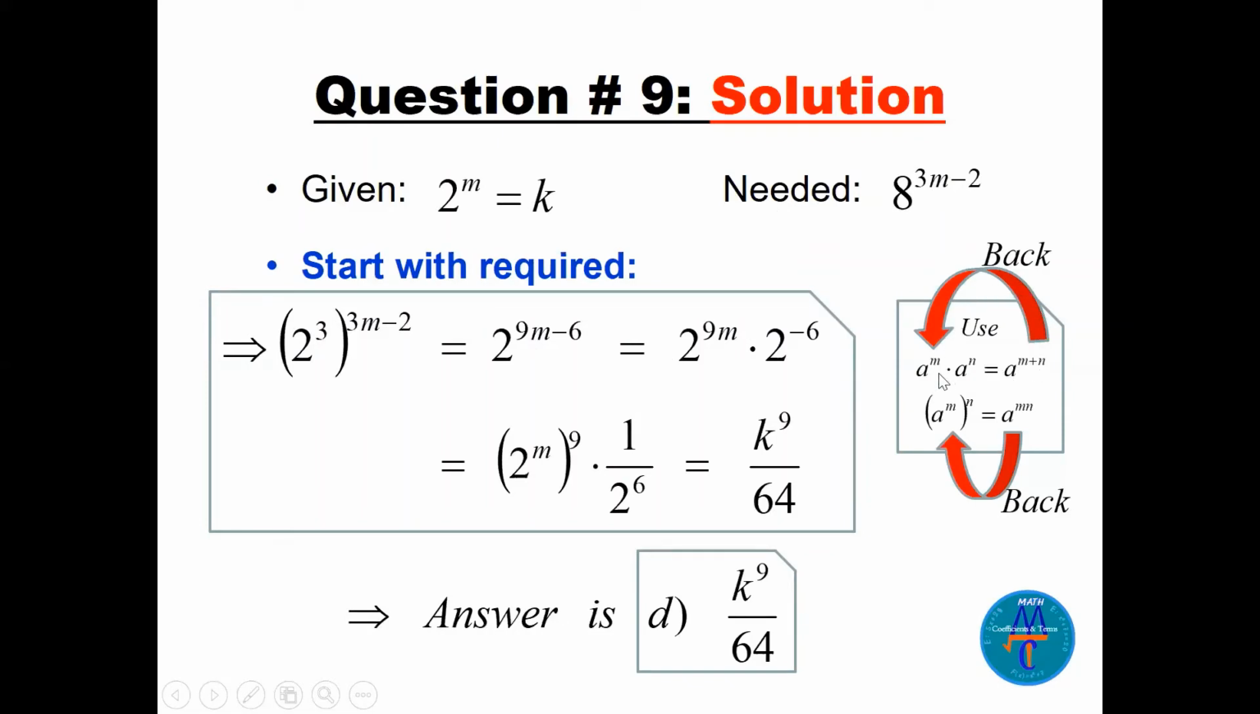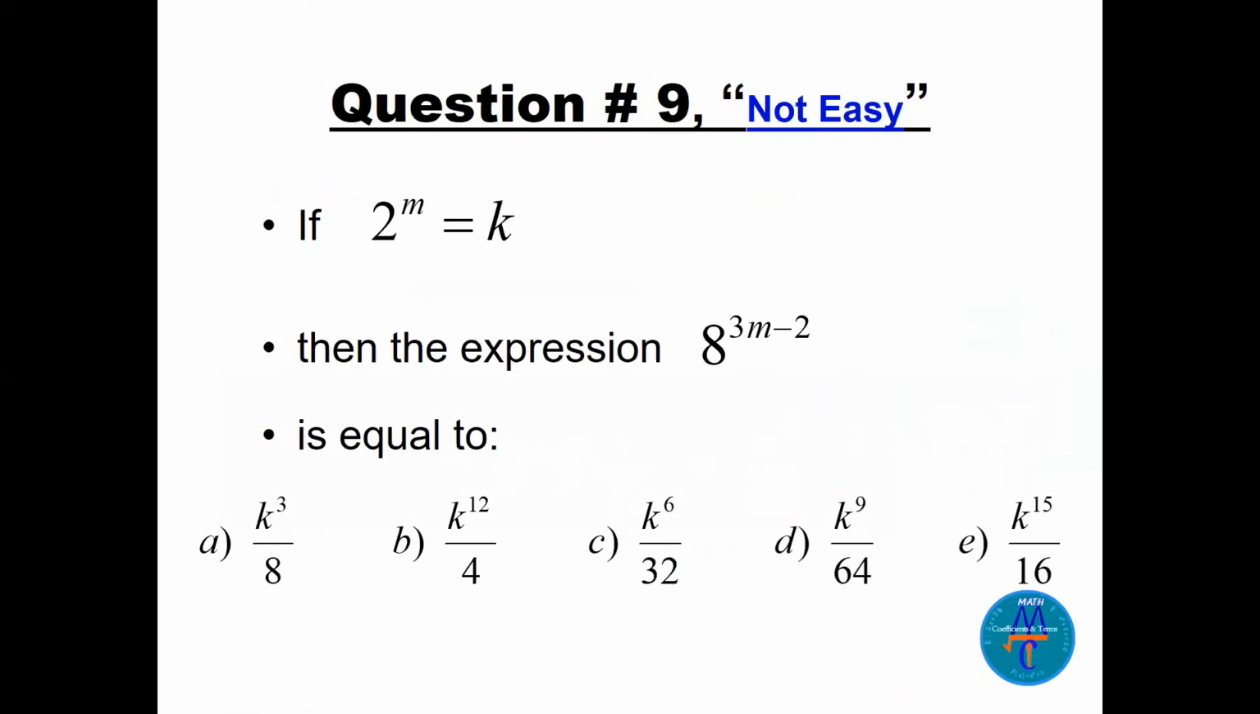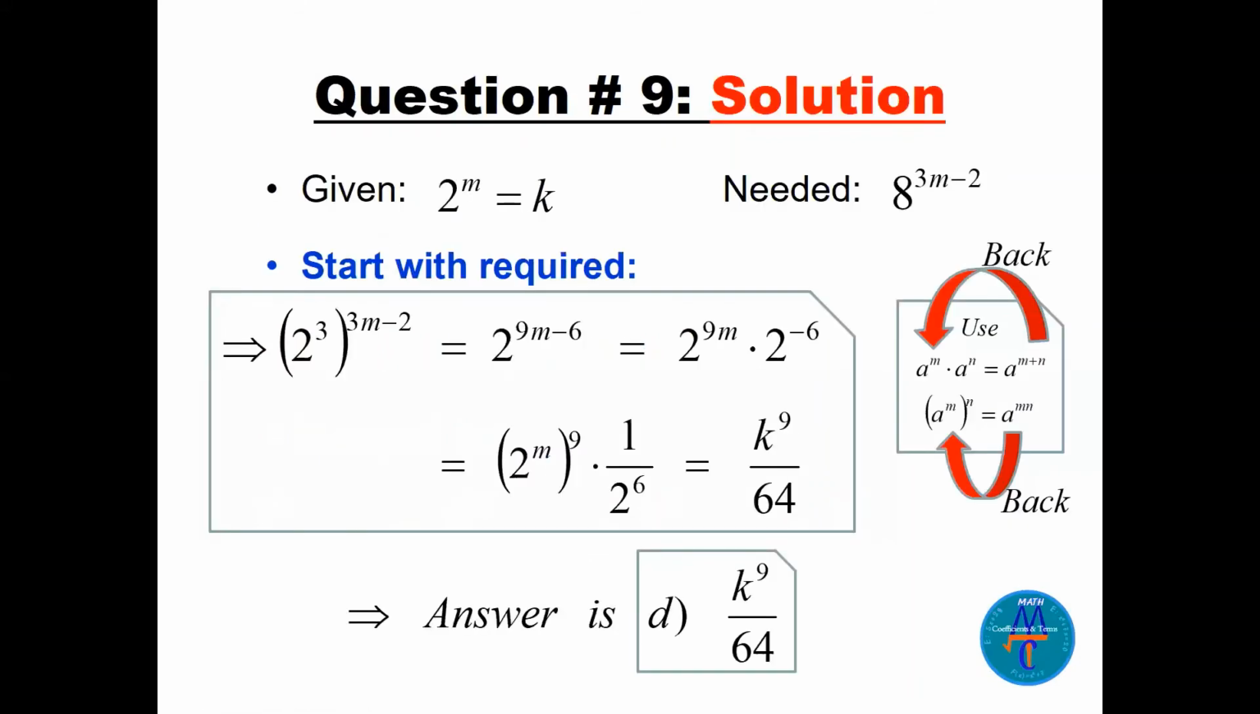Now you can go back and make it 2 quantities. See here, we can go back: 2 to the power 9m times 2 to the power minus 6. 2 to the power minus 6 is easy, 1 over 2 to the power 6, 1 over 64. This one, 2 to the power 9m, I can rearrange it and make it like this: 2 to the power m, all to the power 9. And I know 2 to the power m is k. So k to the power 9 over 64, the answer is D, as you can see here, k to the power 9 over 64.